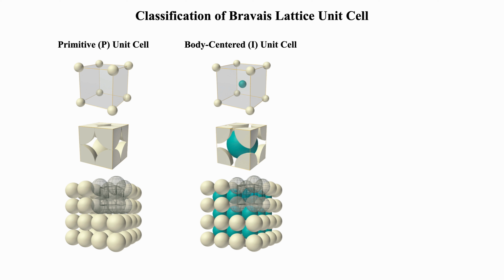Second is body centered. Body centered lattices have lattice points at the corners and an additional point right in the center of the unit cell. This arrangement adds internal symmetry and stability to the structure.